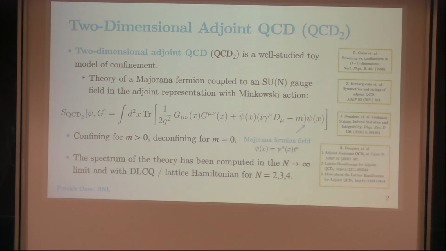There was a really interesting talk by Ross earlier, which talked about computing the spectrum of the theory using a lattice Hamiltonian approach, specifically for N equals 2 and 3. But the Princeton group has also done a lot of great work using DLCQ to calculate the spectrum for N equals 4 as well. And then the spectrum has also been studied as N goes to infinity in the 't Hooft limit.